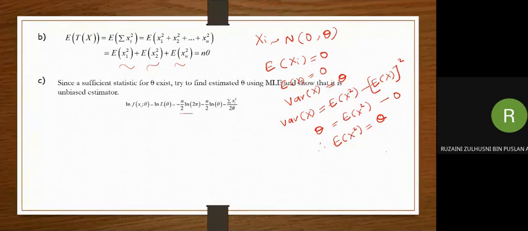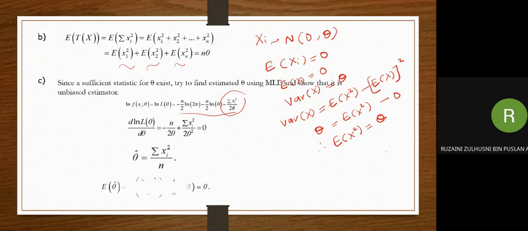So construct the likelihood function. Okay, you already have your likelihood function. Take ln, differentiate with respect to theta: negative n over 2 theta, negative summation Xi square over 2 theta, so theta to the power minus 1, so you have plus summation Xi square over 2 theta square, set equal to 0. So solve for theta.